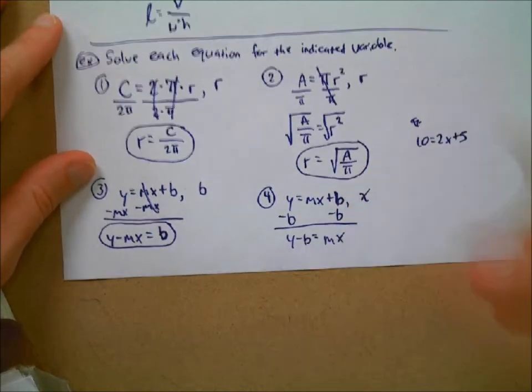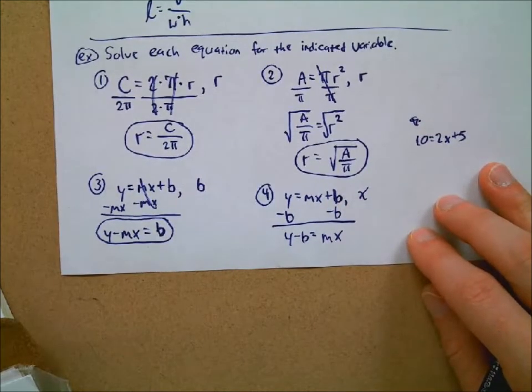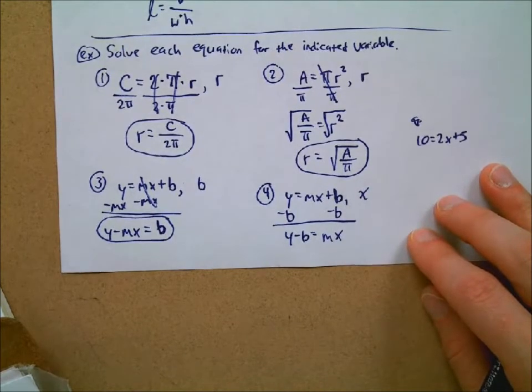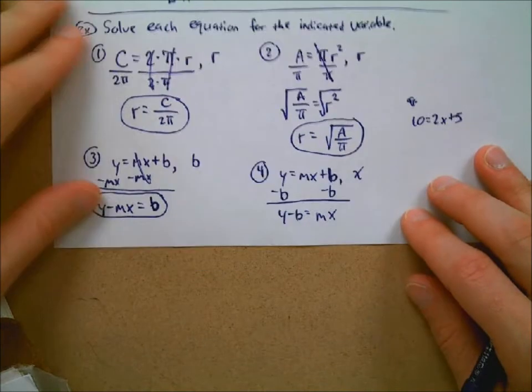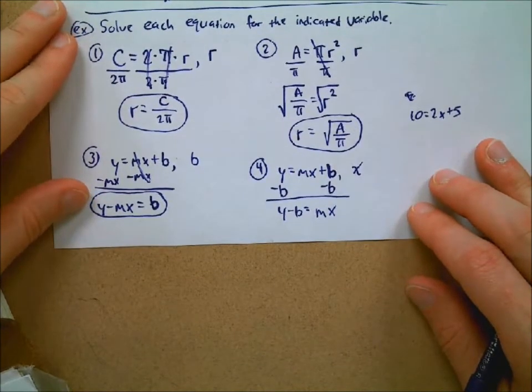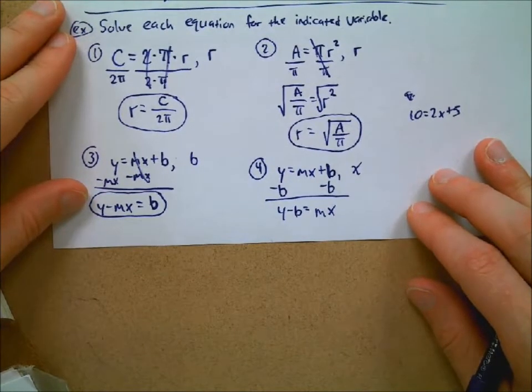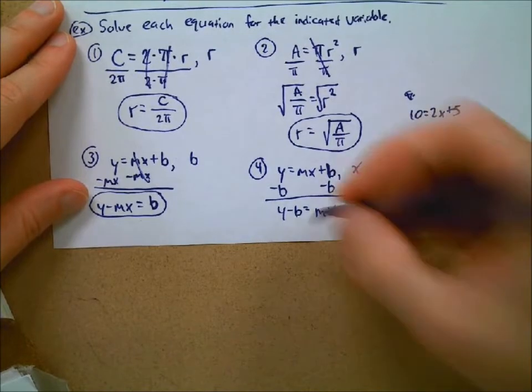Okay, so now we have y minus b, because again, they're not like terms, equals mx. All right, Tyler C., what are we going to do next to get the x by itself here? I would say divide. Divide both sides by? M. Good job.